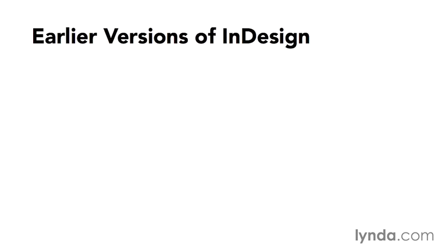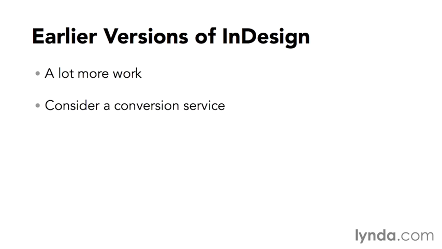If you're working with an older version of InDesign that doesn't export to fixed layout, you may have a lot more work to do. In fact, you may even want to consider using a conversion service. Conversion services can often create a fixed layout EPUB if you just supply them with a PDF file. Among the companies offering EPUB conversion services are Aquafatis, Circular Software, and others.